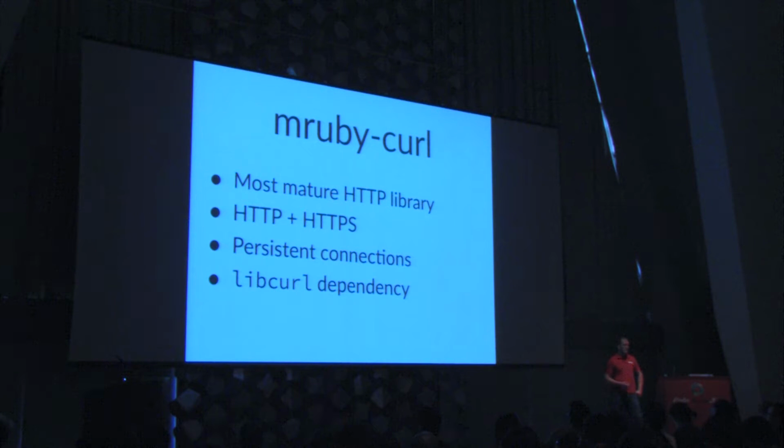For API requests, I chose MRuby curl. I evaluated several other HTTP libraries for MRuby, and this one seems to be the most mature. It supports both HTTP, which is used in our development environment, and HTTPS for accessing our production systems. The library supports persistent connections, which is especially important for HTTP requests to keep them speedy. And the only downside here is the libcurl dependency, which must be cross-compiled and linked into the tool.